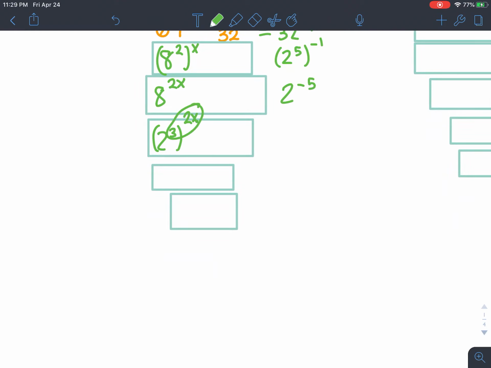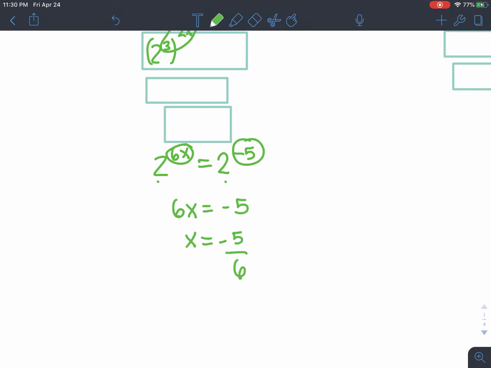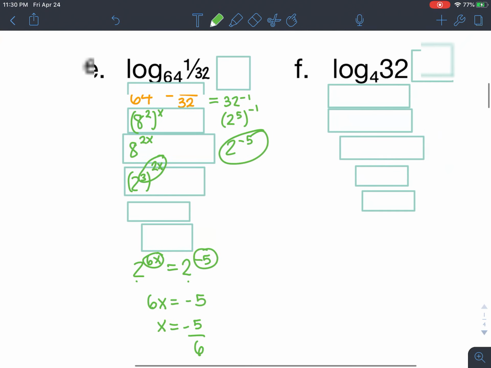And then I can take these powers and multiply them and get 2 to the 6x. And that's going to equal 2 to the negative 5. And because the bases are both 2's, I can set the exponents equal to each other. 6x equals negative 5. So x equals negative 5/6. And that's the answer to this log.